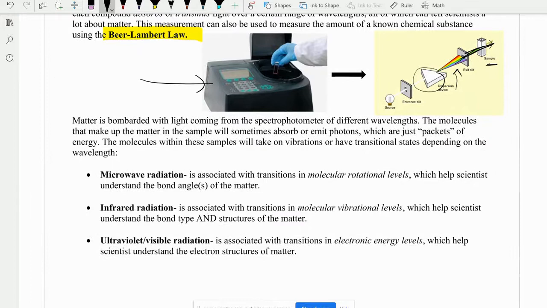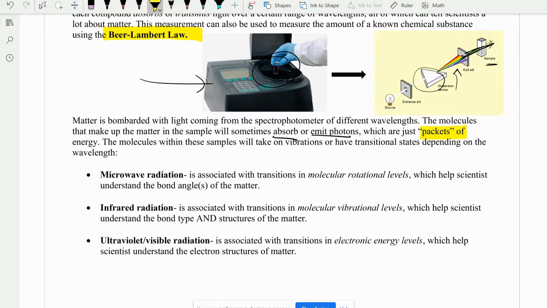You can see that with this device here, you open a compartment, you insert the sample into this device, and you set the device up to bombard that sample with a particular wavelength, okay? And so what this spectrophotometer is going to do is bombard the sample with light, and that sample will either absorb or emit photons. Remember, we've heard this word before. Photons are simply just packets of energy.